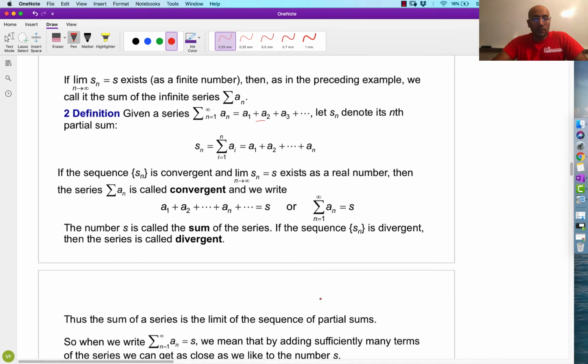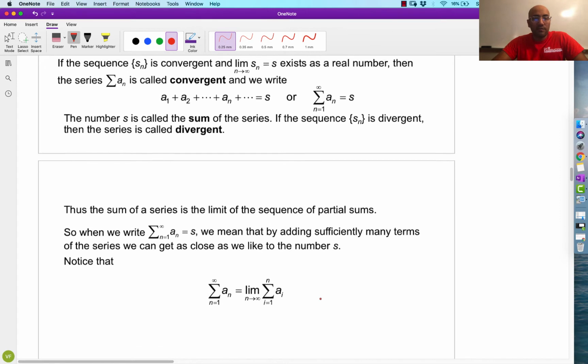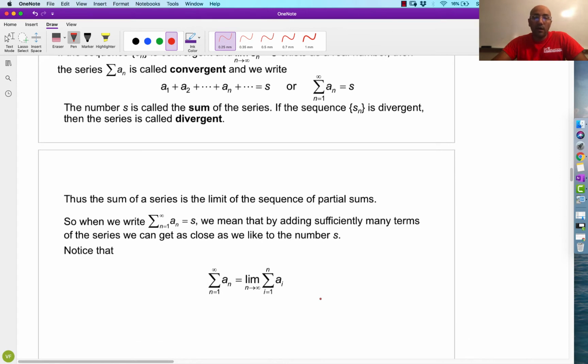Good. Okay, thus the sum of a series is the limit of the sequence of partial sums. So when we write that the sum from 1 to infinity of a sub n equals s, we mean that by adding sufficiently many terms of the series, we can get as close as we'd like to the number s.